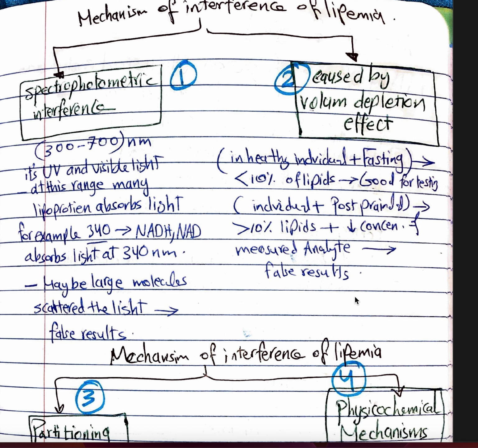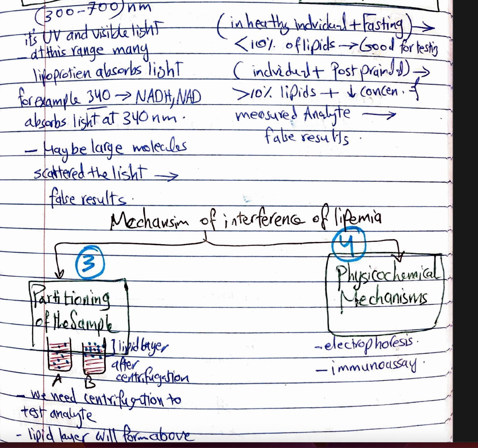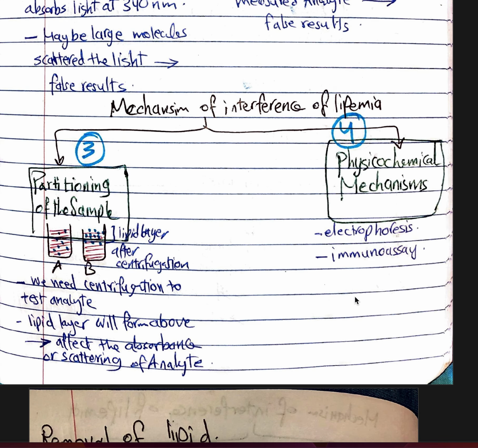The other mechanism is partitioning of the sample. How does the partitioning of the sample affect that? We do something called centrifugation. What do we mean exactly by centrifugation? To be optimal, we collect the sample and wait 30 minutes, and then we put it into the centrifuge for 15 minutes at 5000 rpm. Centrifugation separates the sample depending on density. Okay, now we understand what centrifugation is.